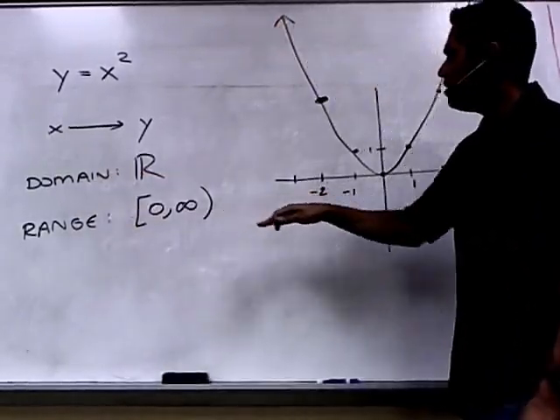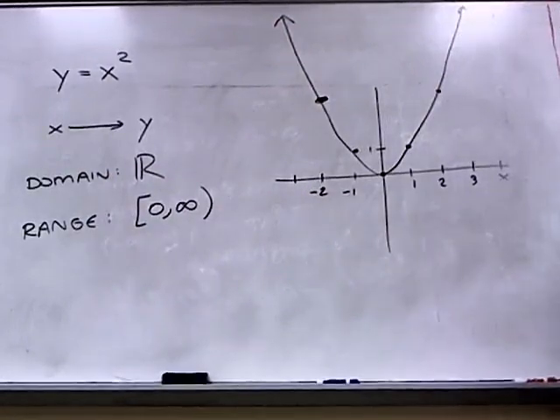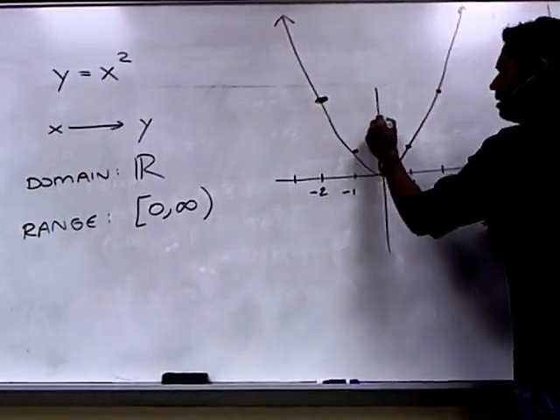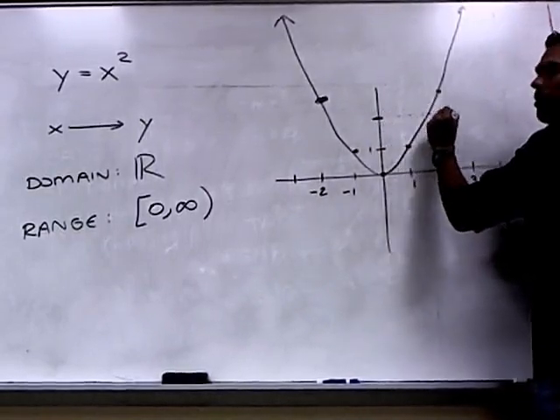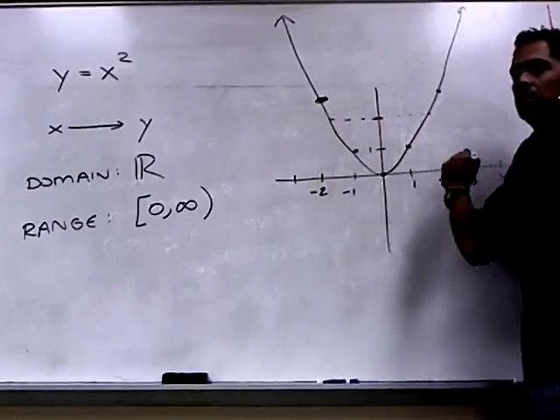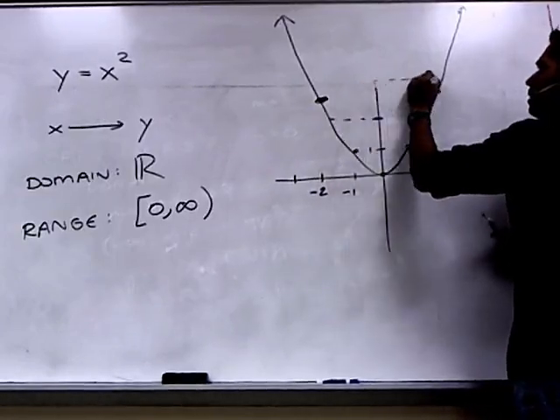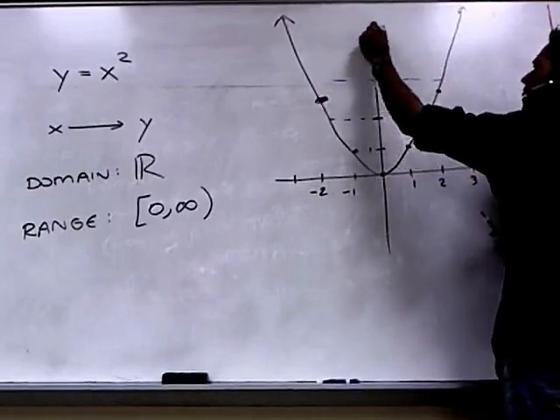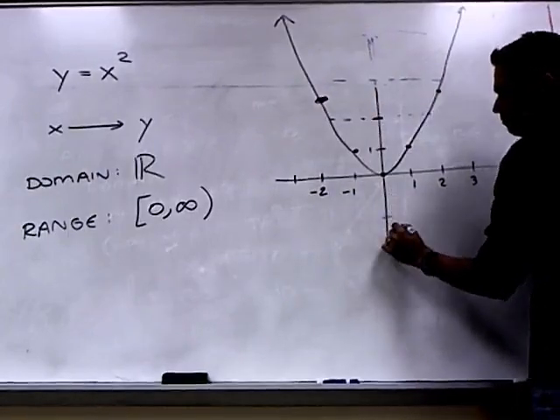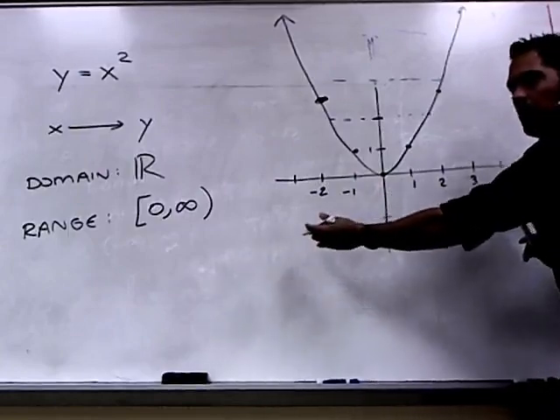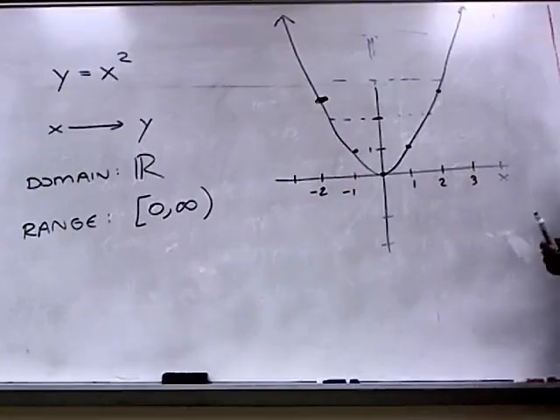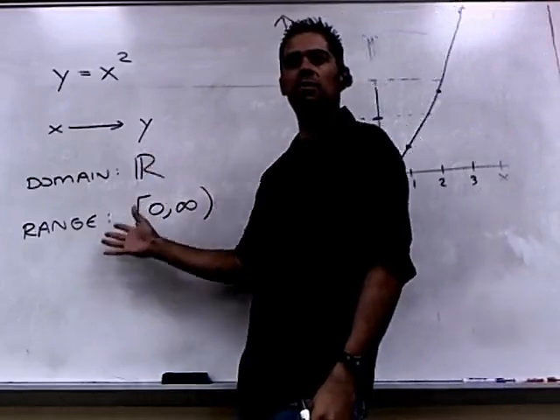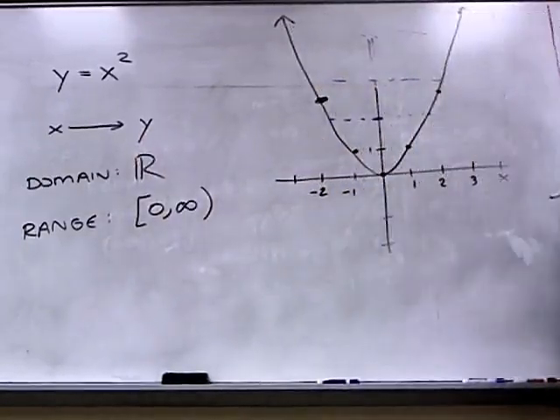Do you see why the range is only from 0 to infinity, though? If I now look on the y-axis and pick some value here and look left and right, do I ever hit graph? I actually hit it twice, don't I? That's okay to hit it twice. Any number up here I'd hit. What about down here? Pick any number down here. Look left and right. Do you have any graph? No. So if you don't have any graph, then it's not part of the range. Do you see the visual connection between domain and range, how you can associate it with the graph?